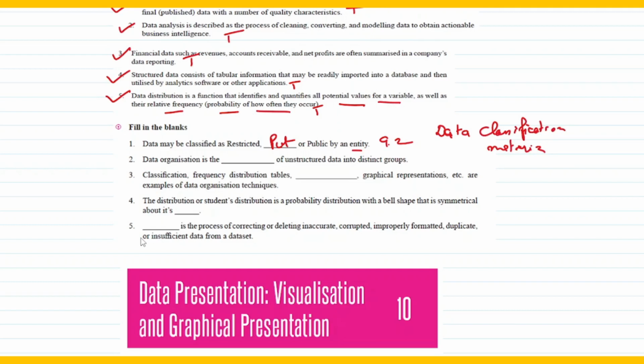Second question: data organization is dash of unstructured data into distinct groups. Data organization is the classification of unstructured data into distinct groups. Classification, frequency distribution table, these are all dash; graphical representation, etc. are examples of data organization techniques. Data organization we did, and the correct answer here is graphical representation.